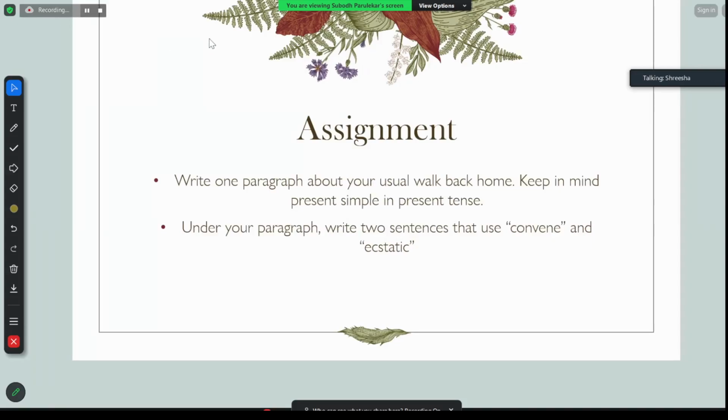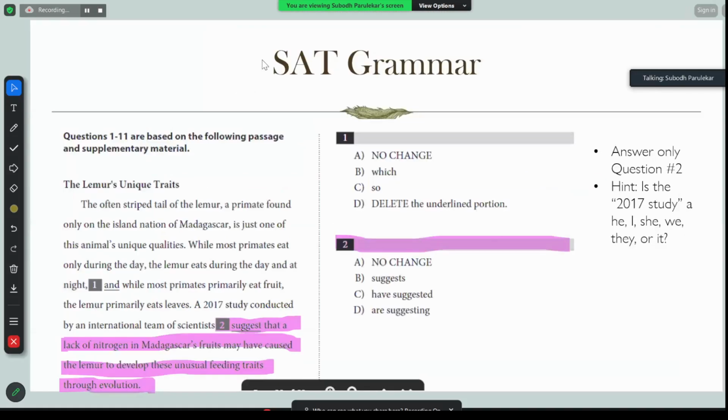Excuse me, ma'am. I have a doubt, that in the SAT grammar, what's the meaning of it? Meaning of the test? Yes. Okay, I'll go over that again, of course.